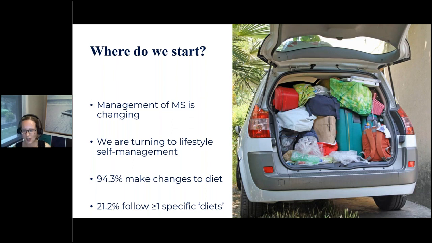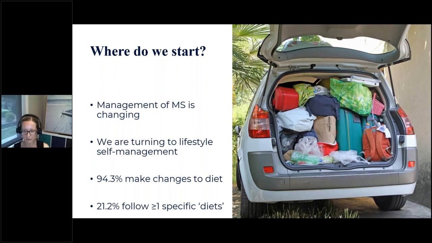One thing we also know is that a lot of people make changes to their diet. You can see on the slide here, over 94% of people make changes to their diet. And what I mean by diet is not that they're on a diet, I mean that it's their eating pattern. Of those people who do make changes, about 1 in every 5 follow a specific "diet." The reason I've got diet in inverted commas there is because we don't really have a true diet for MS. There are lots of different options out there, and we'll talk about some of those in a moment, but we don't necessarily have one clear, you must follow this pattern of eating for MS, and that's what's going to work well for you.